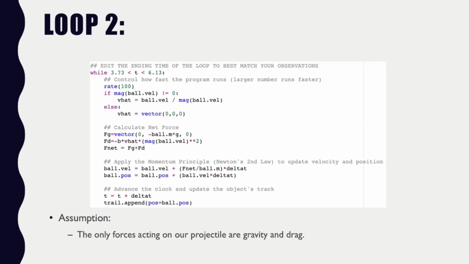Loop 2. The second loop runs from 3.73 to 6.13 seconds. When the slinky is falling, the tension force is gone, so only gravity and drag act on the system. Net force is recalculated in each step and is used to update velocity and position.